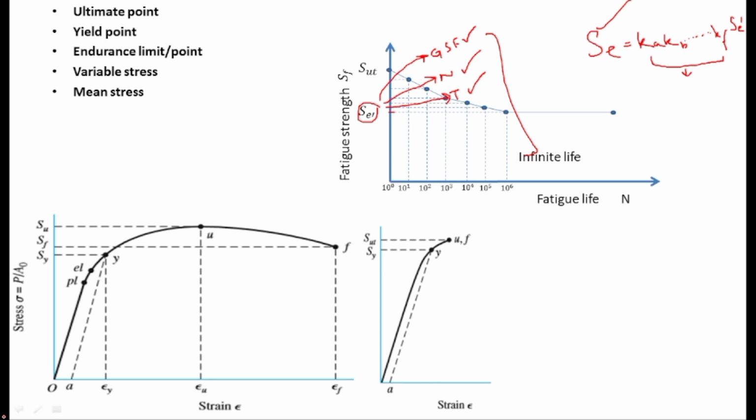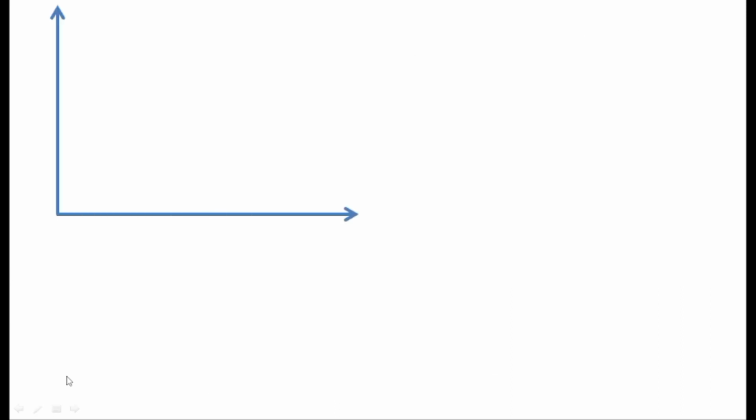But let's go to the failure criteria. For that, take x and y axis. On the y-axis, I have taken sigma variable, and on the x-axis, I have taken sigma mean. It is because in case of the static load, sigma mean is equal to sigma max. And in case of completely reversed load, sigma variable is equal to sigma max. For all other loads, the value of the mean will be less than sigma max.